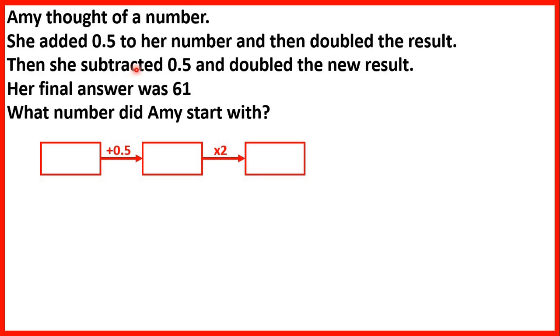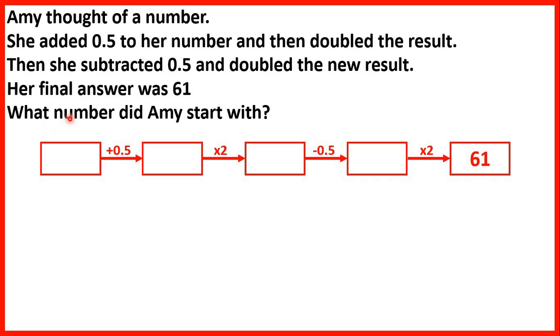Then she subtracted 0.5 and doubled the new result. Her final answer was 61. What number did Amy start with? So we can work backwards, and it's a good idea to draw something like this. You don't need to draw the boxes because that might take quite a lot of time, but I would suggest drawing the arrows and then on top of the arrows showing what's happened.